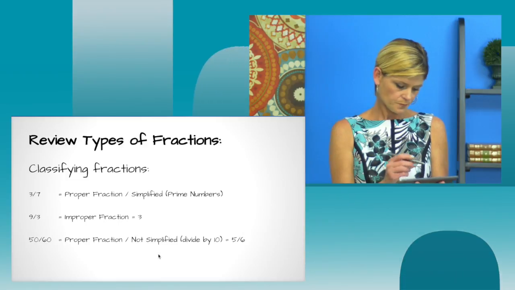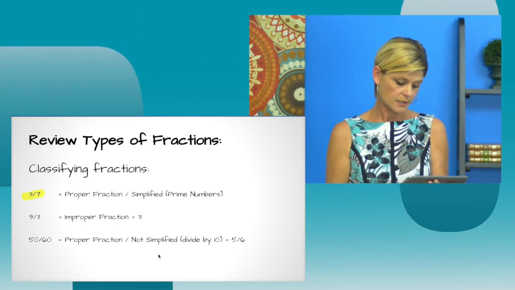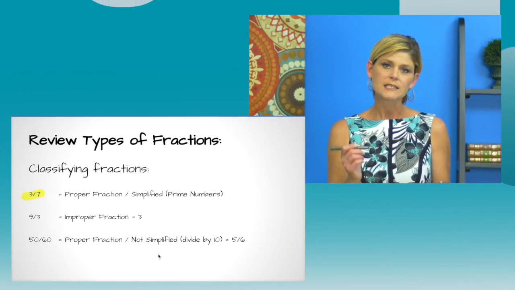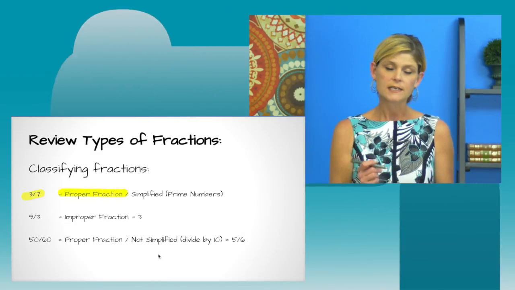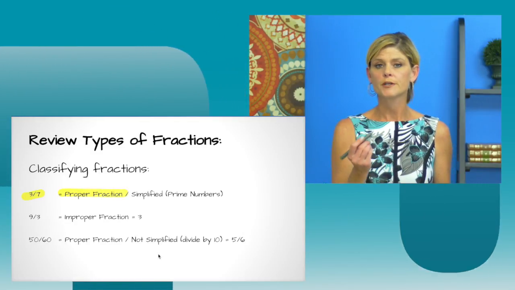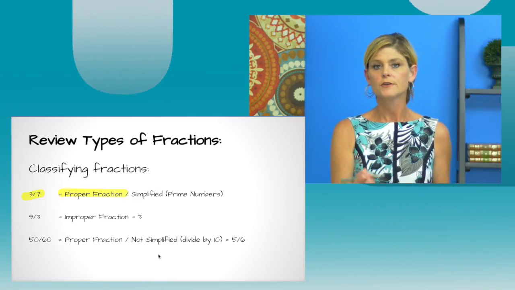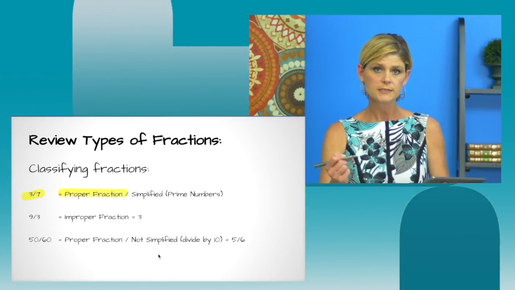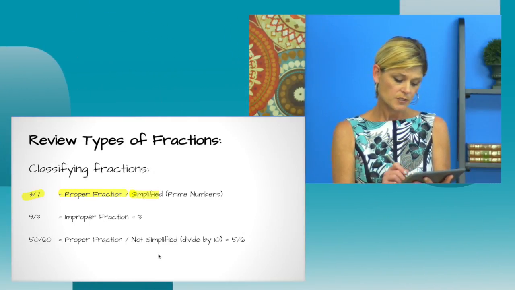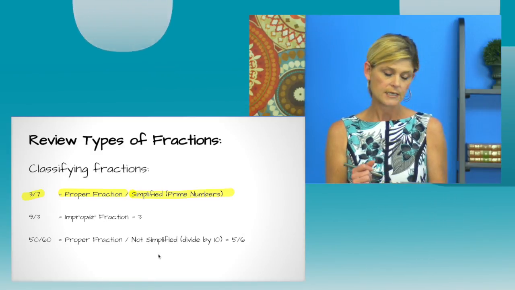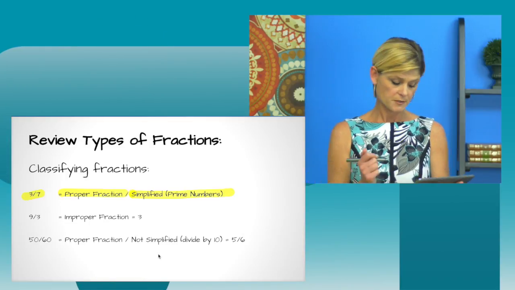The first one is 3 over 7. Now, the way that we would classify this fraction is we would say that it is a proper fraction because the numerator, or the number on the top, 3, is smaller than the denominator, the number on the bottom. So 3/7 is a proper fraction, and it's also in its simplest form. It's simplified because it has both prime numbers. 3 is prime and 7 is prime. So that was a pretty easy one.